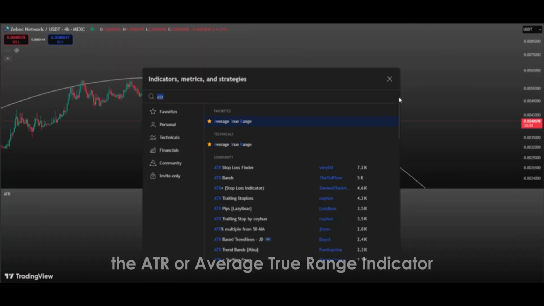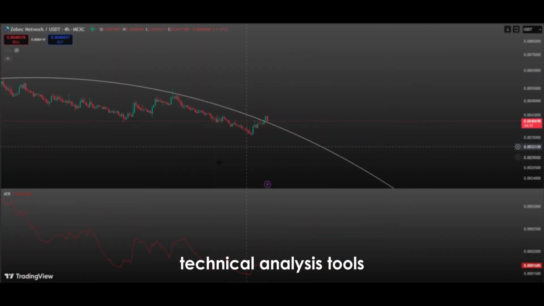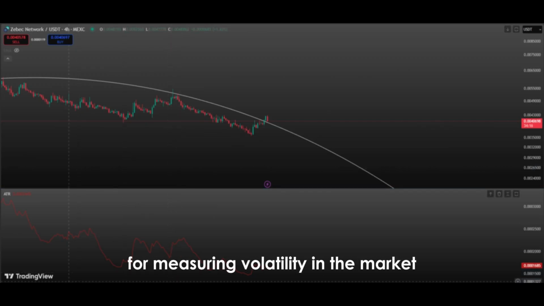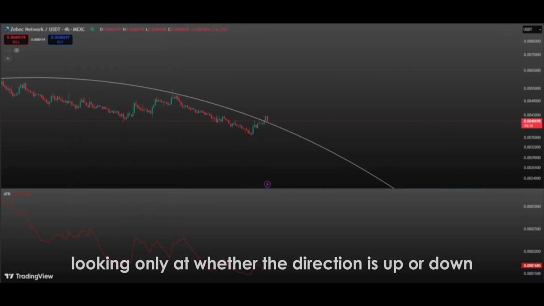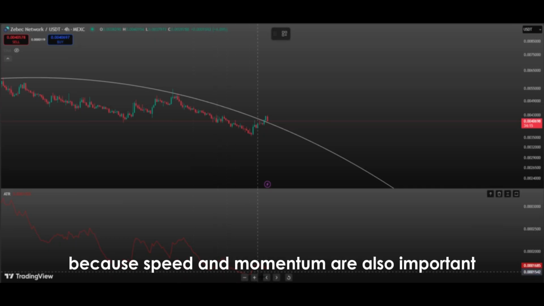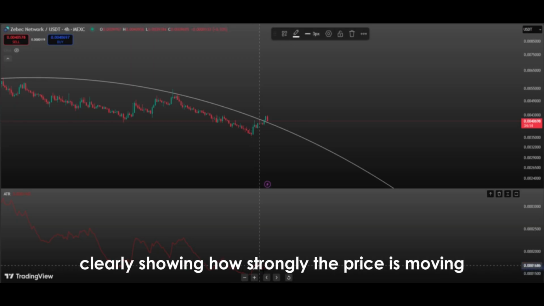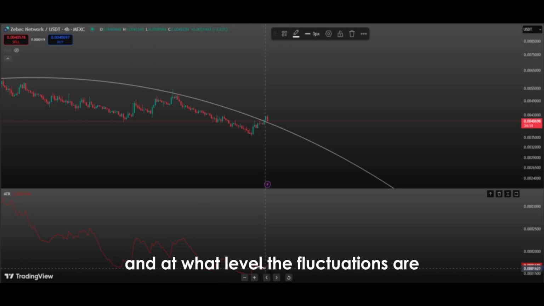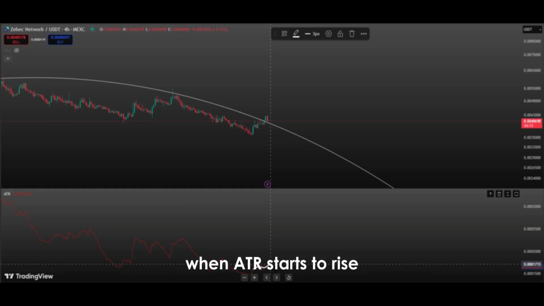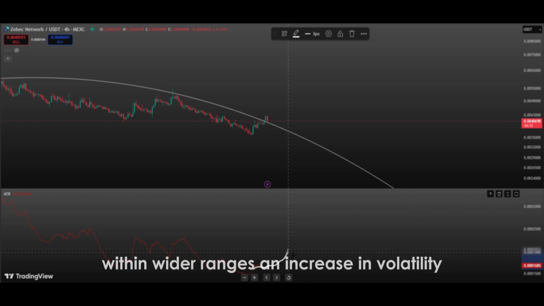Stay tuned. The ATR, or Average True Range Indicator, is one of the most commonly used technical analysis tools for measuring volatility in the market. When analyzing price movements, looking only at whether the direction is up or down is often not enough, because speed and momentum are also important. This is exactly where ATR comes into play, clearly showing how strongly the price is moving and at what level the fluctuations are. When ATR starts to rise, it means that market volatility is increasing, indicating that price movements are taking place within wider ranges.